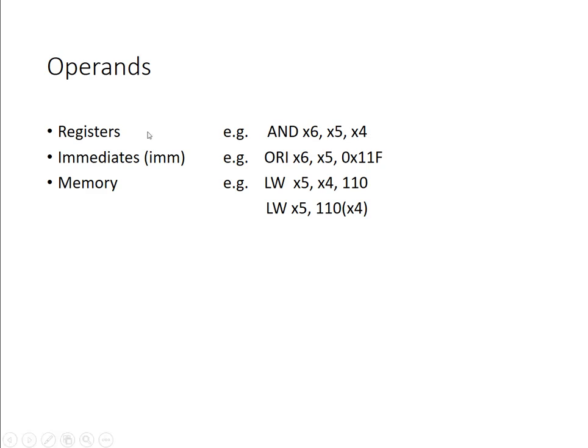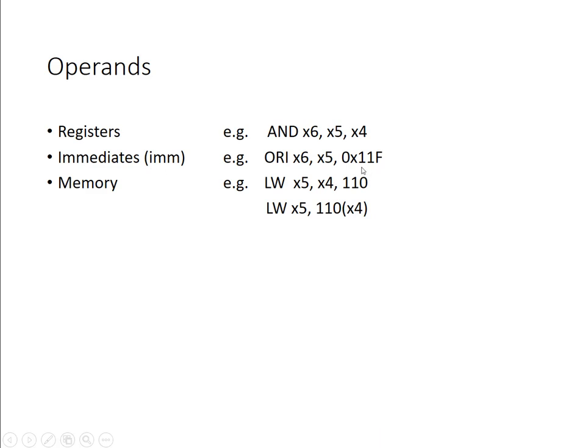So some of the operands can come from registers, and that's shown here. We have an AND instruction with two input registers, X5 and X4, and the destination of that AND is going to go into the register X6. We can also have operands that come from the instruction directly. They're encoded directly in the instruction. If it's a small enough value, we can do this, and these are called immediates.